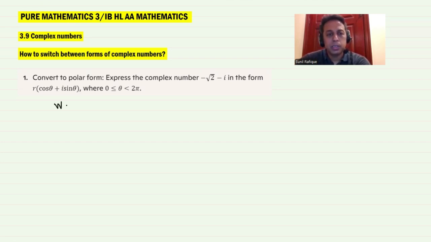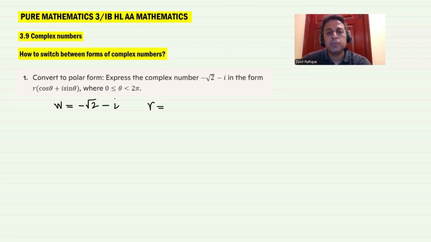Okay, so let's call it W. I can suppose it anything: Z, U, V, W. Usually we take these alphabets for the complex numbers. So I need to write this in polar form, and theta is within 0 to 2 pi.